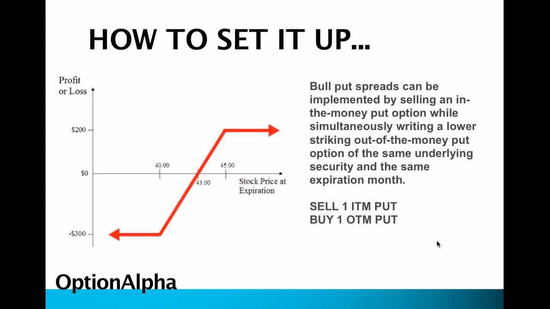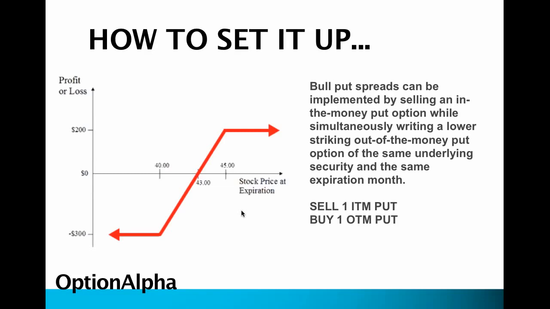So how do you set this up? Again, it's very easy. It only takes two options to set up this particular strategy, but this is where the beauty of creating a strategy around the market comes in with options. Bull put spreads are implemented by selling an at-the-money put while simultaneously writing a lower strike out-of-the-money put of the same underlying security and the same expiration month. Very key there that it's the same expiration month.